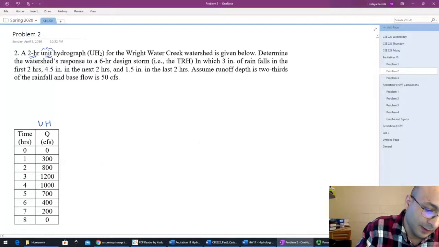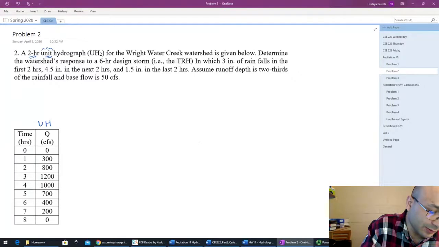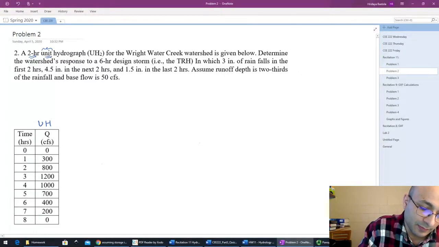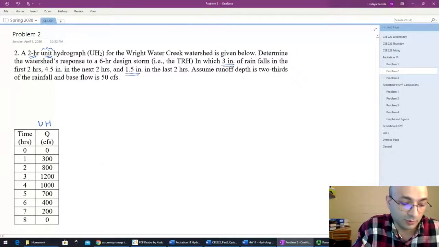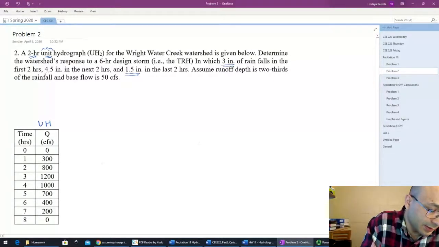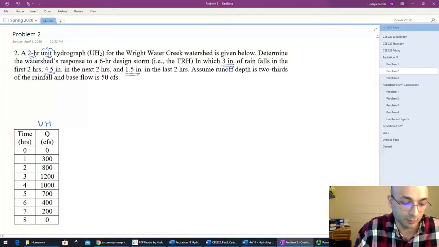We are given a 6-hour storm, and within that 6 hours, during the first 2 hours we have rainfall of 3 inches. In the second 2 hours we have rainfall of 4.5 inches, and in the last 2 hours we have rainfall of 1.5 inches.